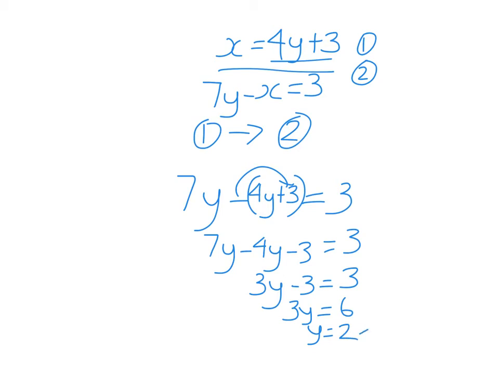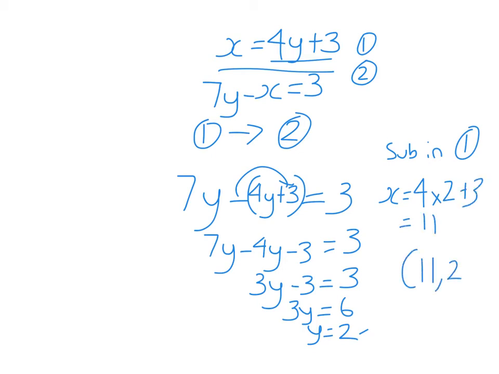I'm not done because I have only found the y value. I need to find the x value. So again, I'm going to substitute that into now the first equation. So x is 4 times y plus 3, which is 11. So the solution is x is 11, y is 2. And that solves both of these equations at once.